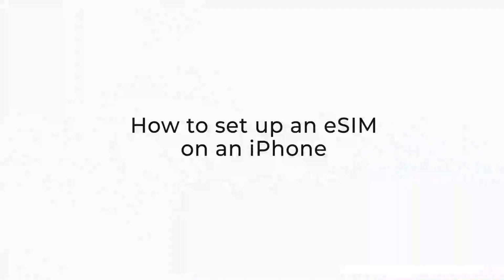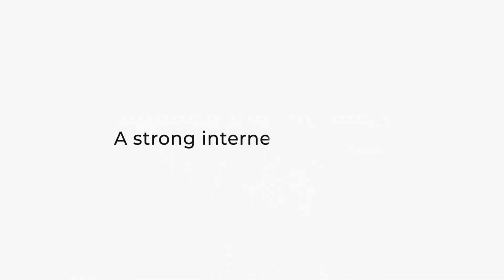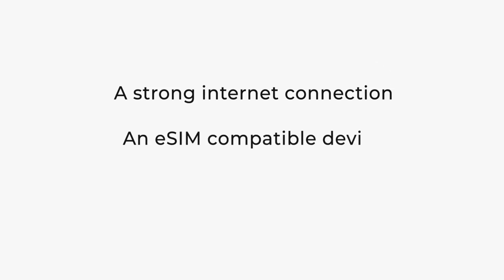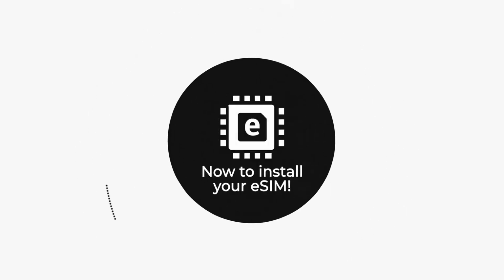In this video we'll show you how to install an eSIM on an Apple device with iOS 16. Before starting the install you need to have a strong internet connection, ideally from a Wi-Fi network or a good 4G connection, an eSIM compatible device, and a device that is network unlocked. Now to install your eSIM.